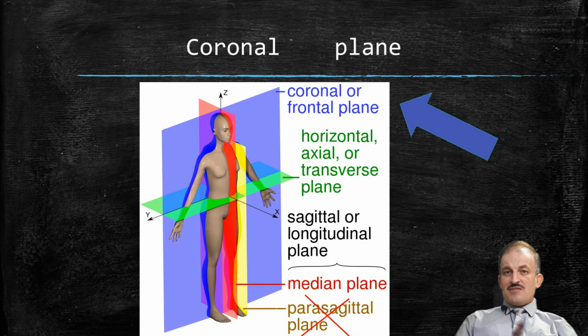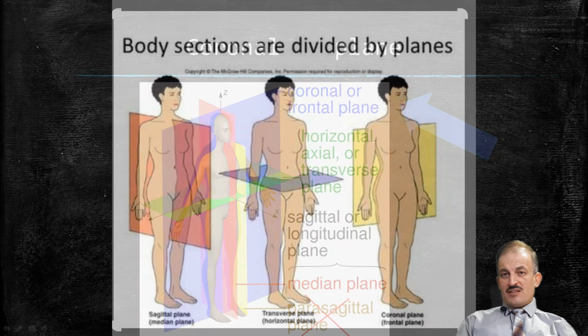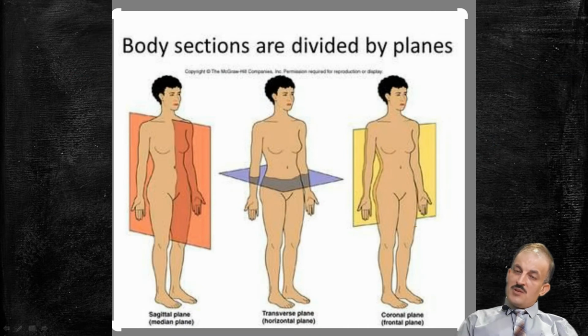The transverse plane is horizontal, sometimes called axial. The green one is very simple. This picture is also about the body sections or planes. You might see that the sagittal is vertical, the coronal is also vertical, and the median is also vertical. We have 3 vertical or longitudinal planes and 1 transverse or axial plane.